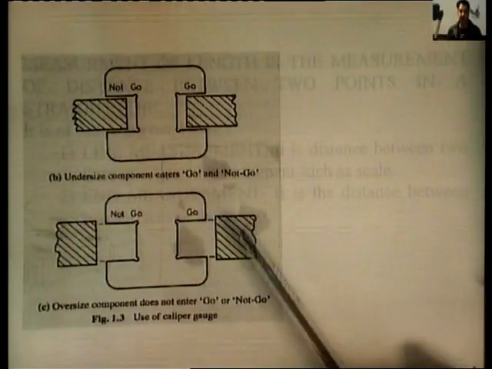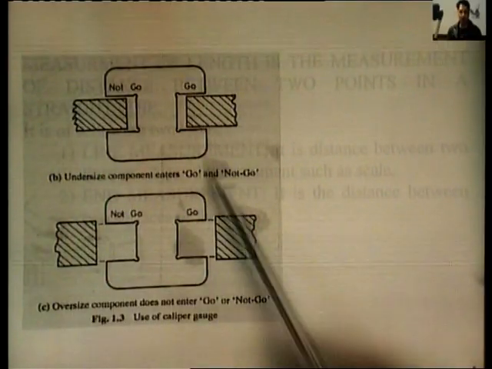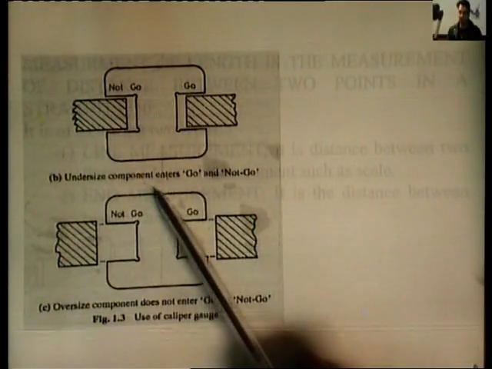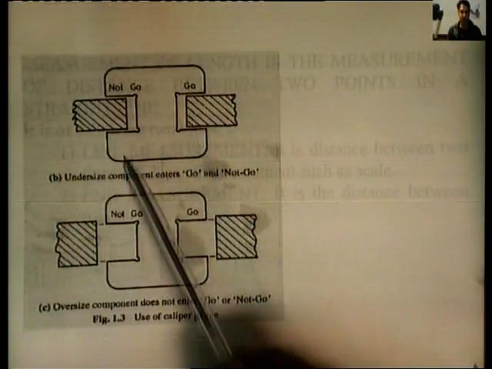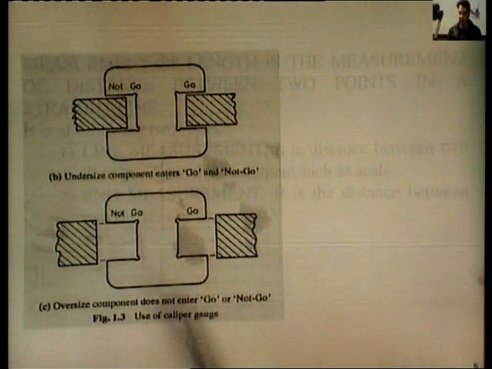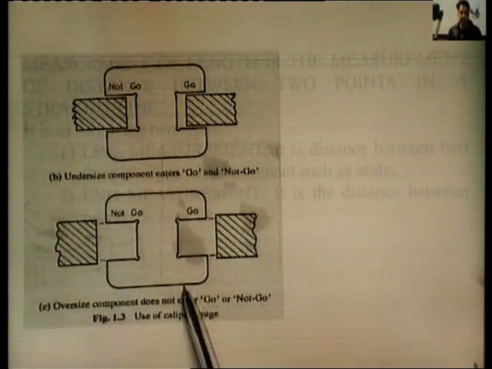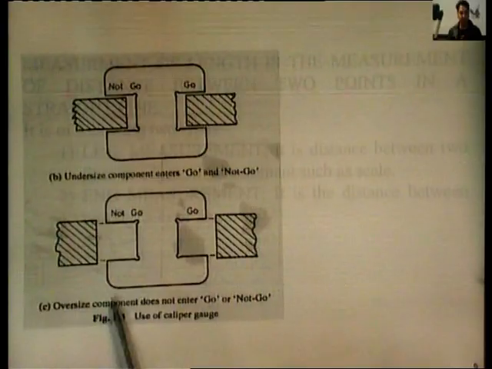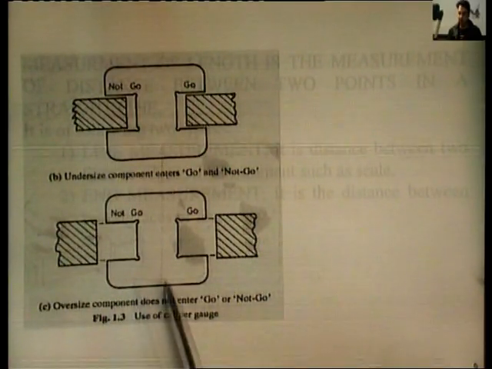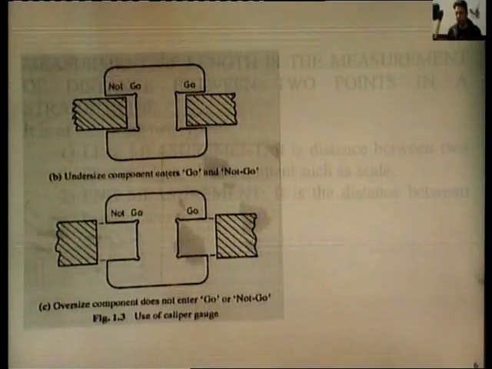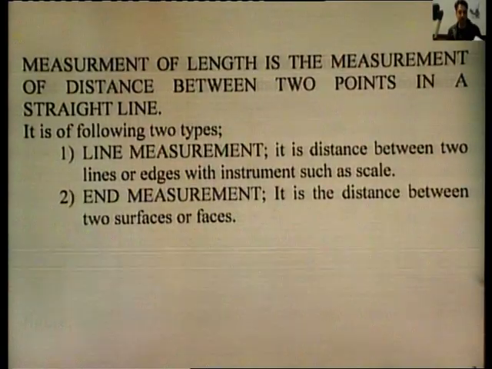So in this non-indicating type of equipment, we can see over here an undersized component which enters into the go side as well as the not go side. So this component is to be rejected. And similarly, the other rejection is in this lower figure, in which the component is neither entering into the go side nor entering into the not go side. So these gauges are made to certain tolerance so that we can find out whether the products have been made within the specified tolerance or not.